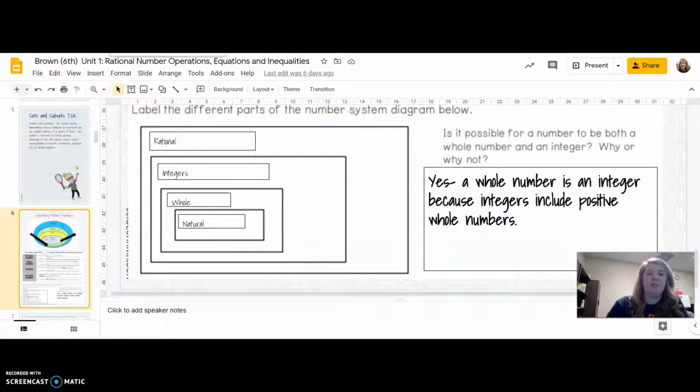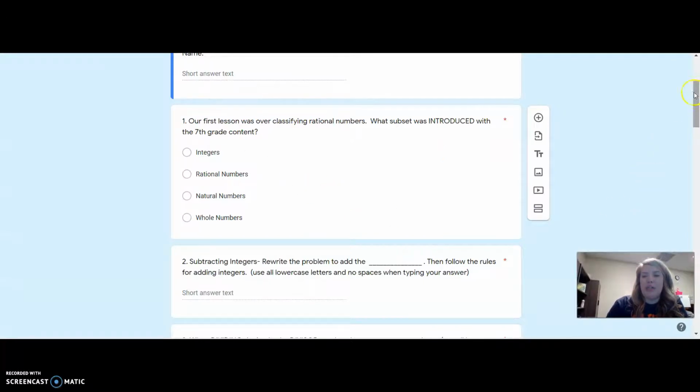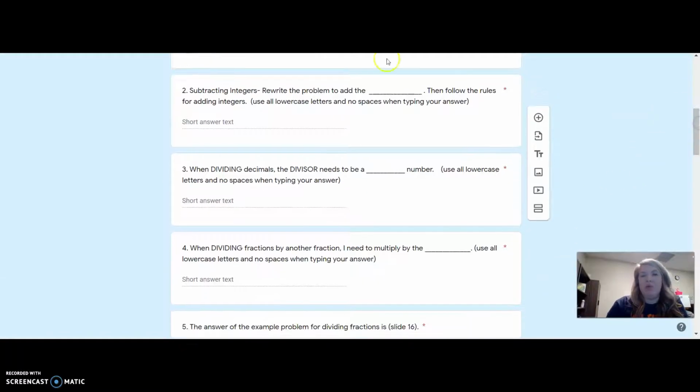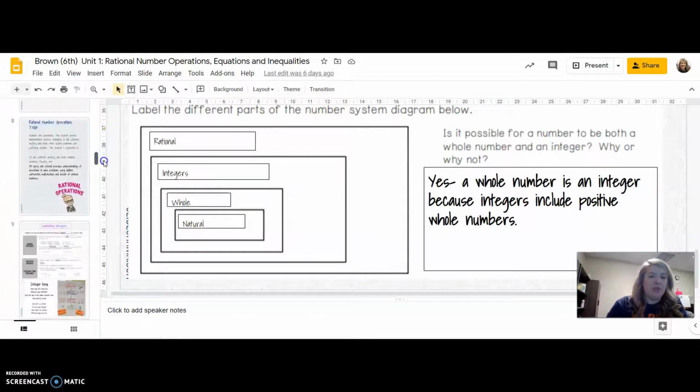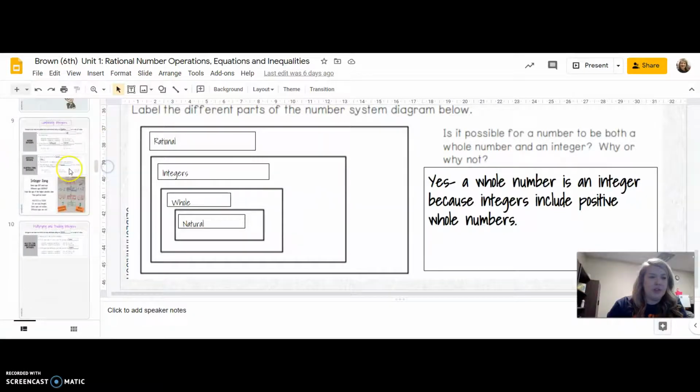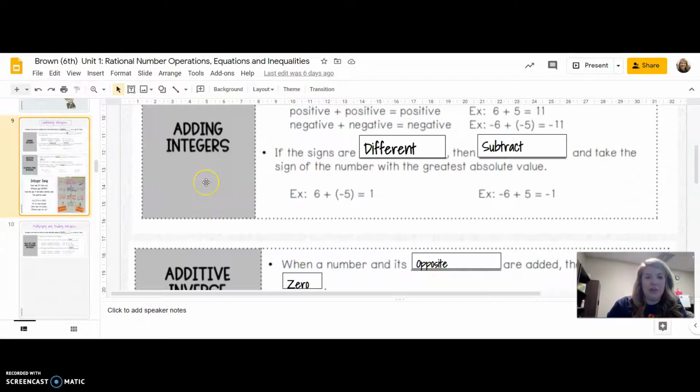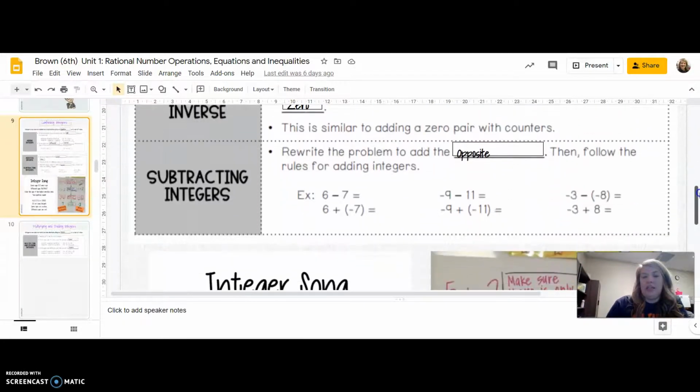So that was the new information. Okay, let's look at number 2. Number 2 says subtracting integers. Rewrite the problem to add the blank, then follow the rules for adding integers. Use all lowercase letters and no spaces when typing your answer. So in my notebook, this is on page, or slide number 9, okay? And if I go to subtracting integers, rewrite the problem to add the opposite, then follow the rules for adding integers. Let's say that I didn't copy over the notes because that was a homework assignment.